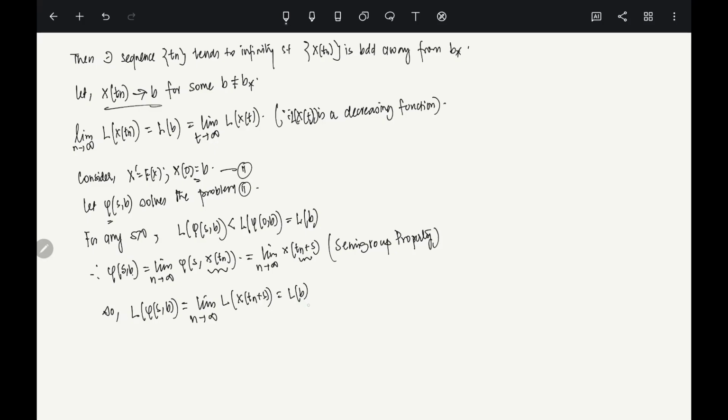Because of this, we can write it like this. Is it okay? But you see, this actually contradicts the earlier statement. L of phi of s b is strictly less than L of b, and here I am showing that L of phi of s b is equal to L of b. So that's a contradiction.